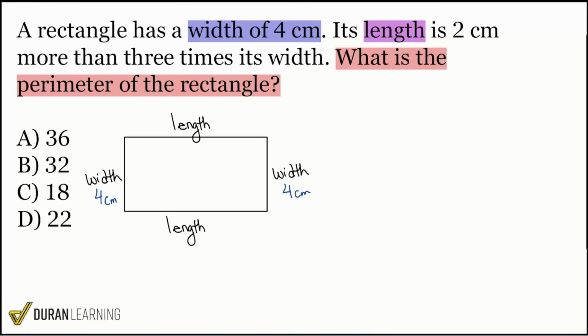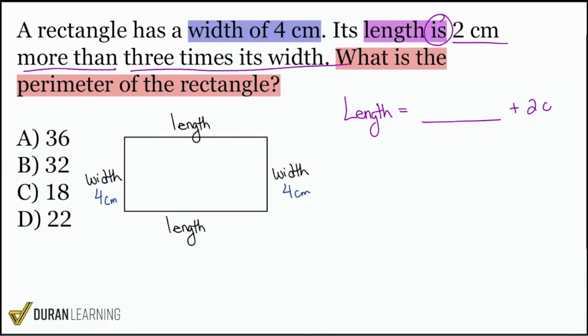Now here's what it says. It says the length is, okay, so the length. Everybody, what does the word is mean in mathematics? The word is means equals, correct. So equals. Notice how I'm going to break this down word by word. Here we go. 2 centimeters more than. Everybody, if I'm writing down 2 centimeters more than something, what does the phrase more than something mean? Exactly, it means add. It means add.